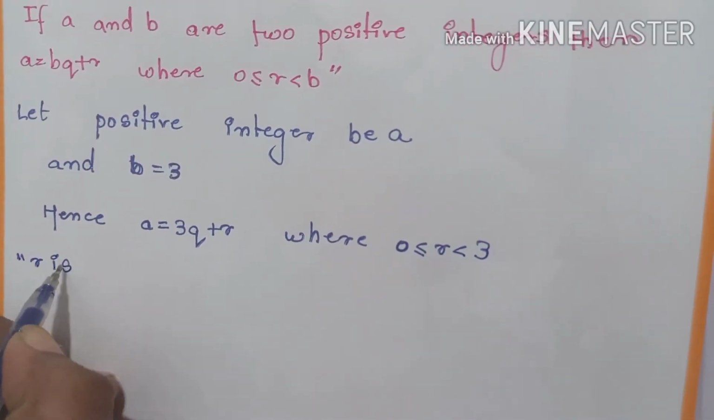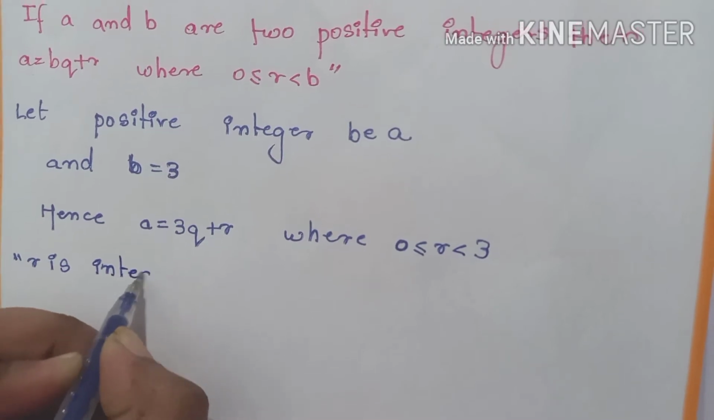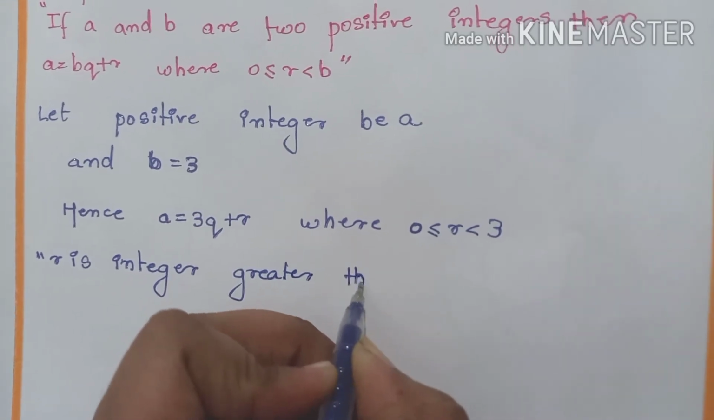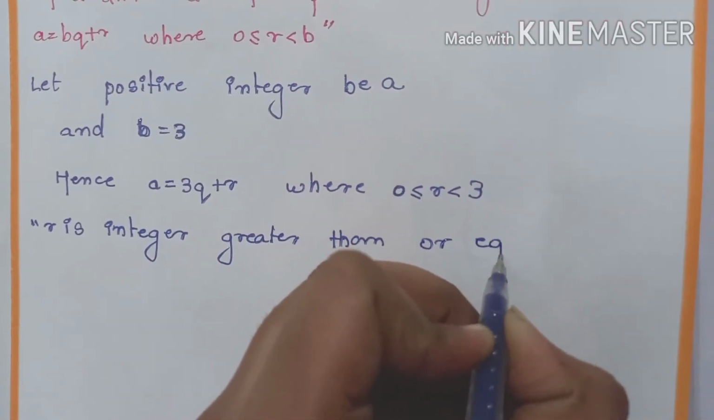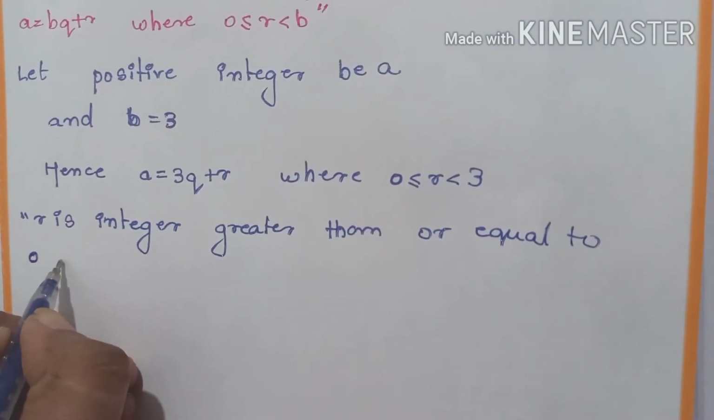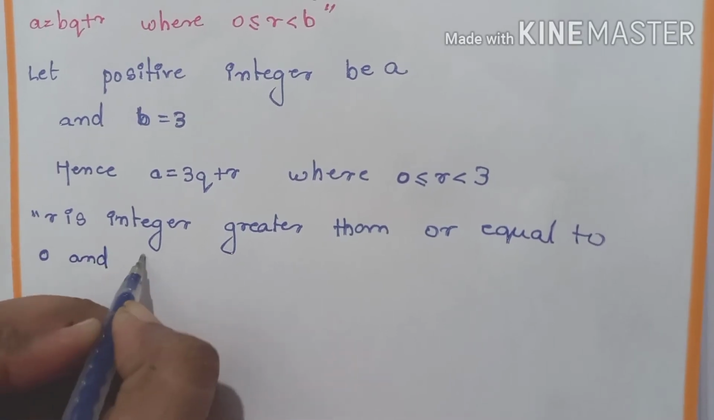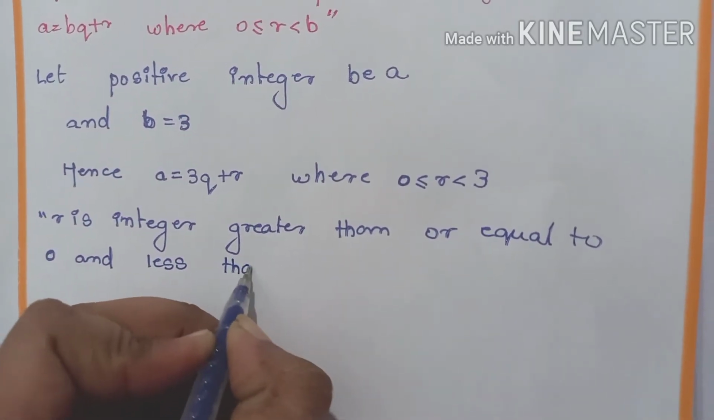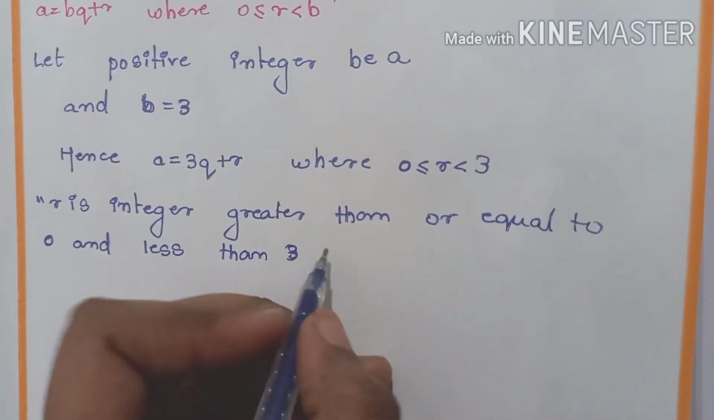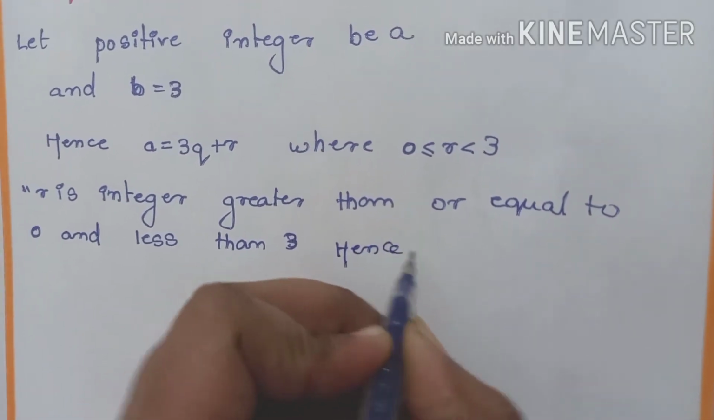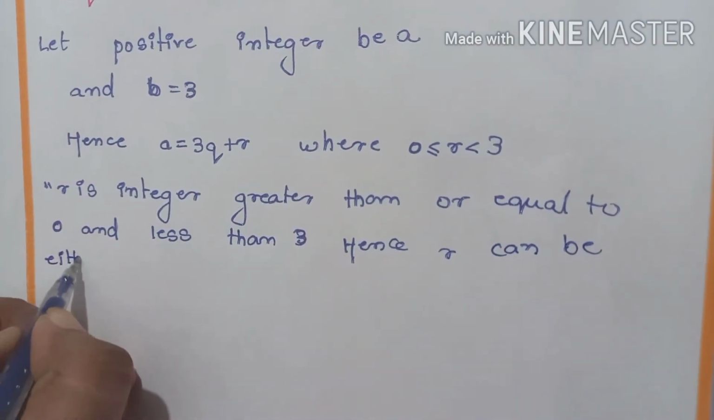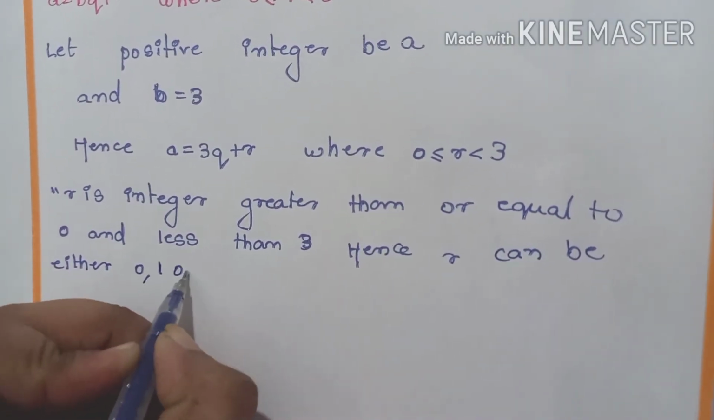The same thing should be written as we have done in the previous question. r is an integer greater than or equal to 0. It may be greater than 0 or exactly equal to 0, and it should always be less than 3. This should be the condition. Hence r can be either 0, 1 or 2.